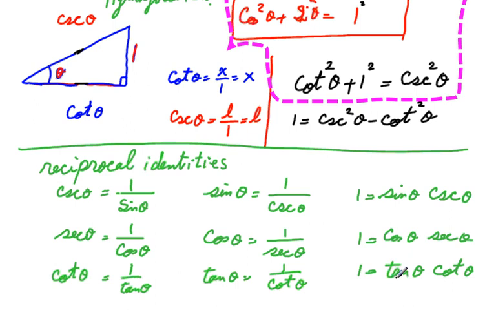Now let's take a 2-minute break, and we come back and talk about negative angle identities, and perhaps go back and practice at least 1 or 2 problems on graphing of trig functions.